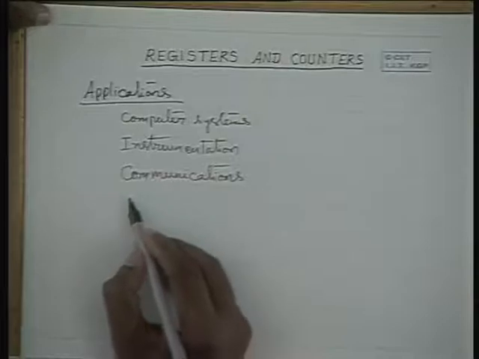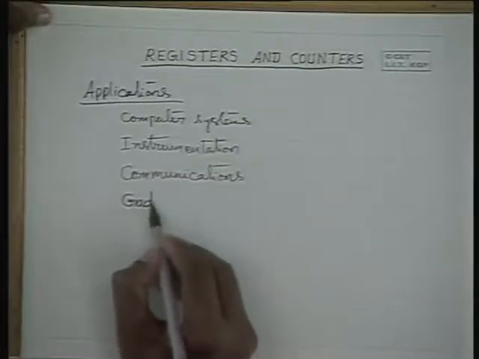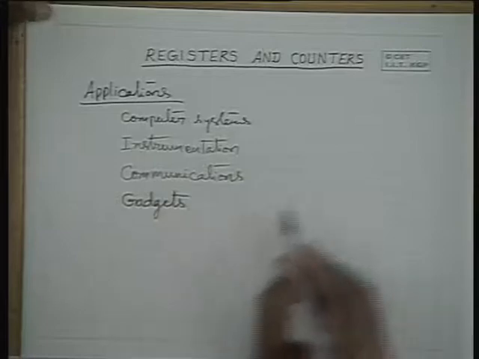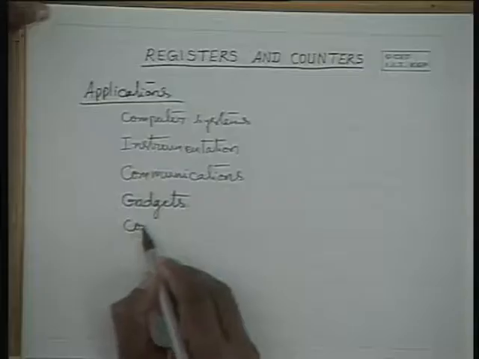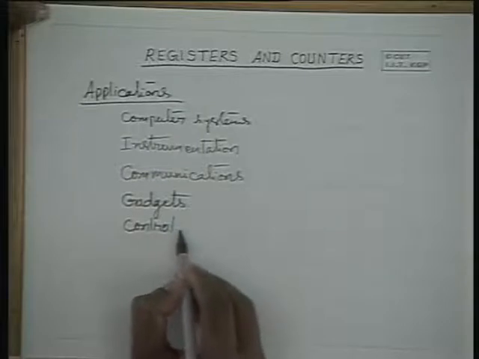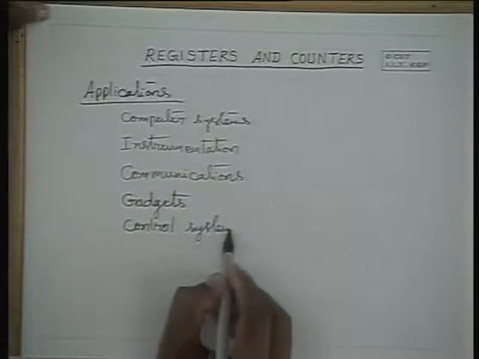Similarly, other electronic gadgets like digital clocks use counters as well as registers in them. Other areas include control systems and other digital processing areas where we deal with digital signals and data, and use registers and counters for various applications.